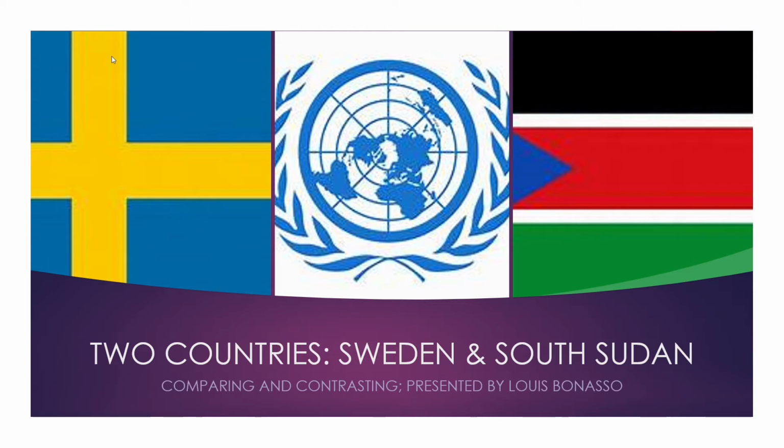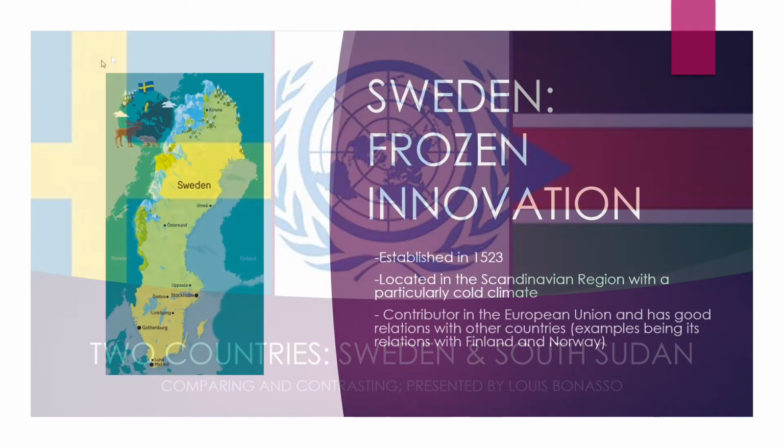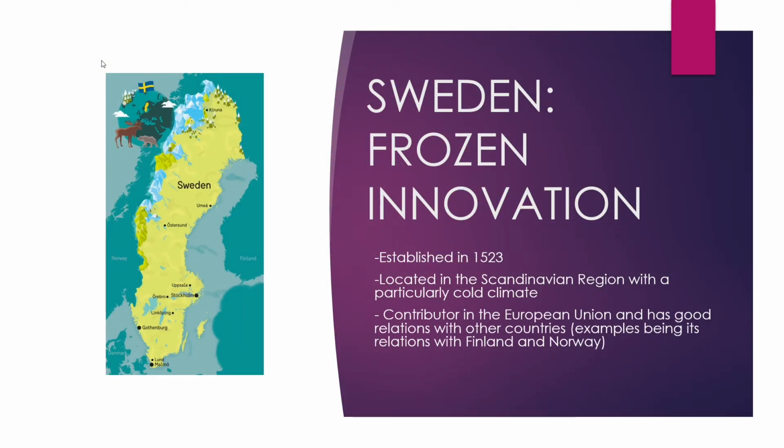Sweden, a European country located in the Nordic region, and South Sudan, which is positioned near the middle of Africa, being famous and infamous for being the world's newest country. Let's start off with explaining the basic history and geography of both countries. We'll of course start with Sweden.